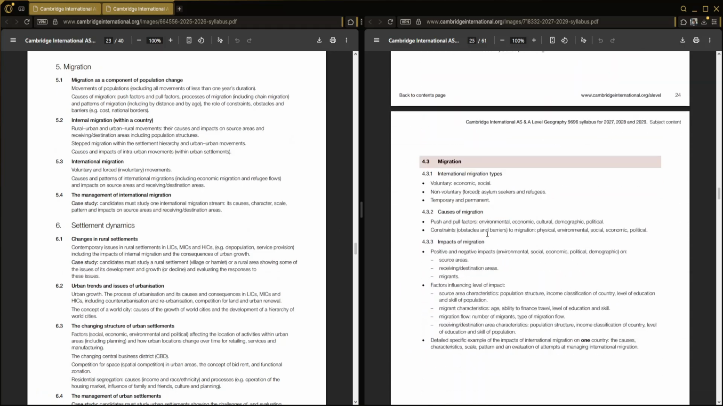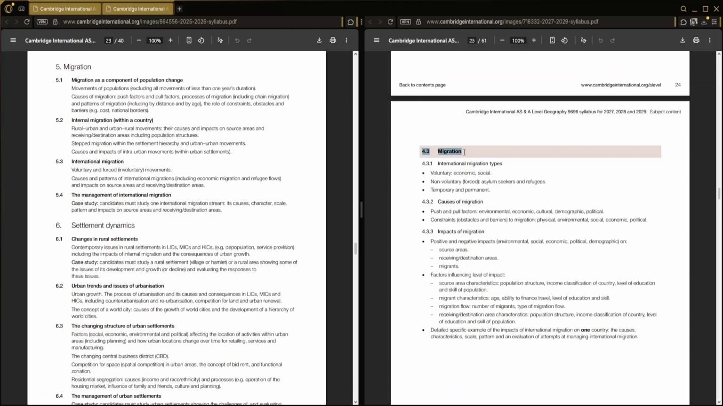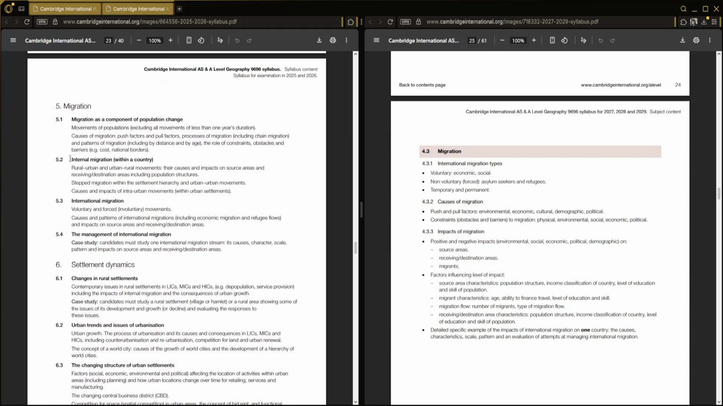Moving on to migration, which is now just one subtopic, which is insane. They obviously can't fit all of this into over here. So what they've done is removed internal migration entirely. So this thing over here with intra-urban, rural to urban, urban to rural, urban to urban, all of these are removed, and you're now only focusing on international migration.